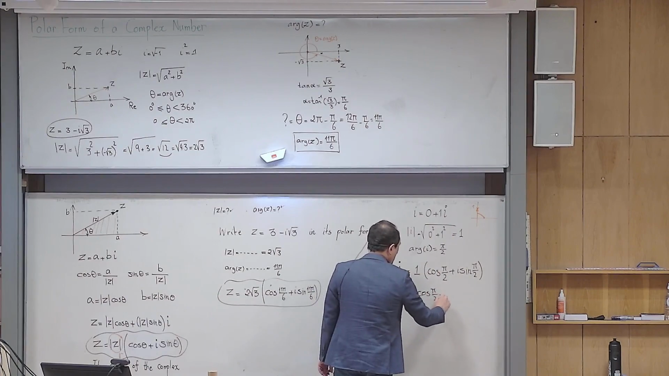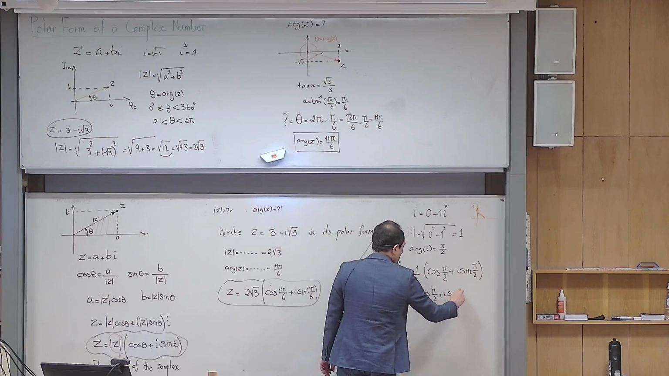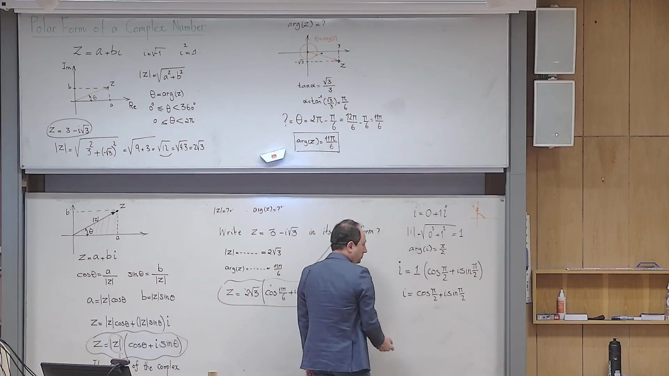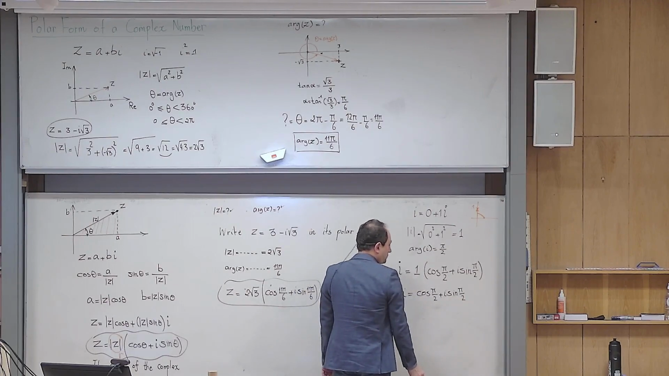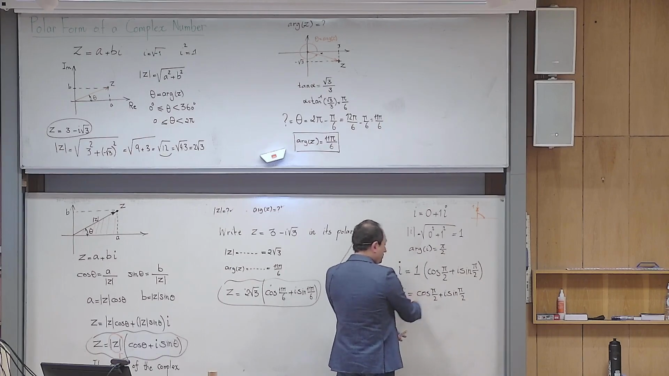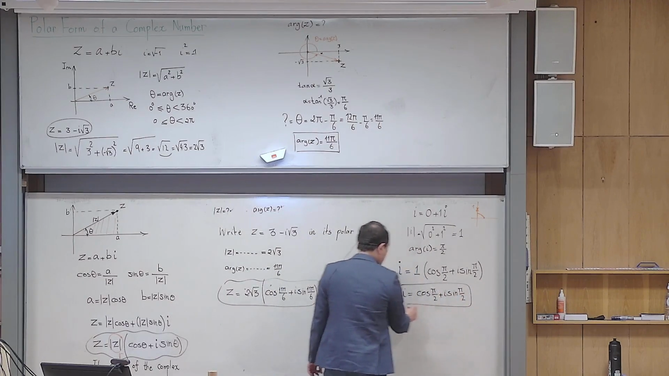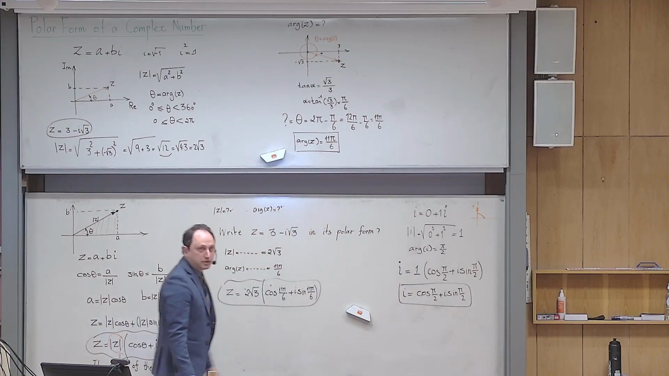But don't go further. Of course, if you go further, you will get the same i, because cosine of pi over 2 is 0, sine of pi over 2 is 1. If you go further, you go back to i again, which was not the point of this problem. So this is the polar form of this number.